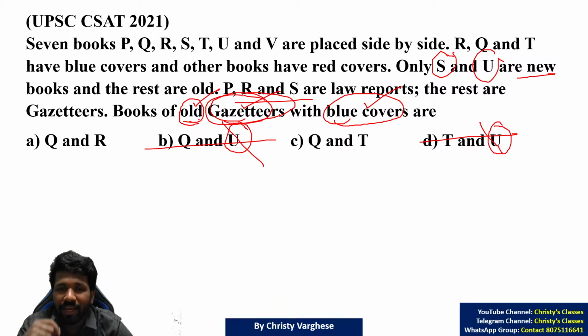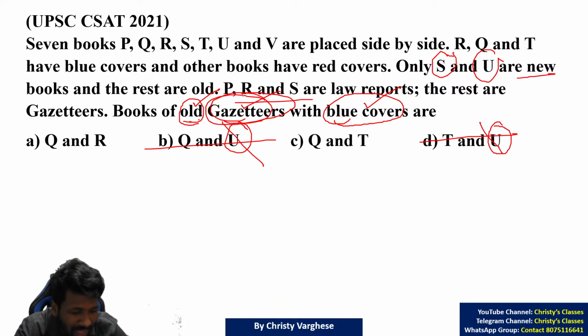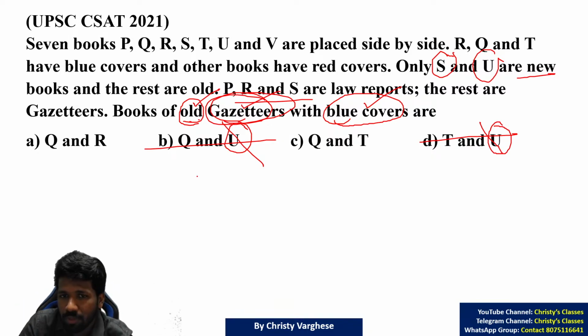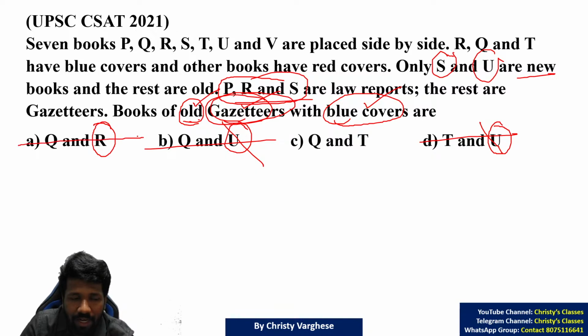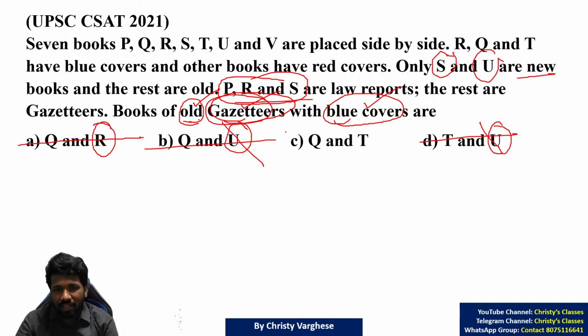So not being gazetteers is not possible, or being lower reports is not possible. P, R, S are lower reports, which means any option having P or R or S can be eliminated. Option A has R in it, that is why that is eliminated. Then there is only one option remaining, na?